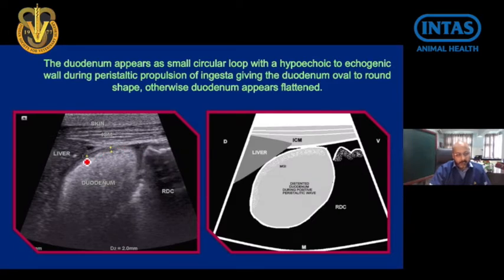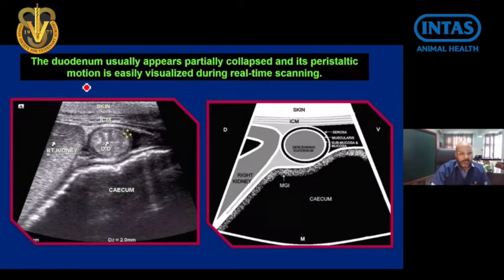Now, the duodenum always appears as a circular loop, with some material inside. If you keep a transducer on the duodenum, you can see the movement of the duodenum, or propulsion of the ingesta through it. It changes shape from oval to round. Here you can see a round one; it is a partially collapsed duodenum. That means ingesta has passed, and when it is oval, it is passing through. So look for the movement, and this movement will define whether there is a stasis or not. It is always real-time scanning, as you all know.